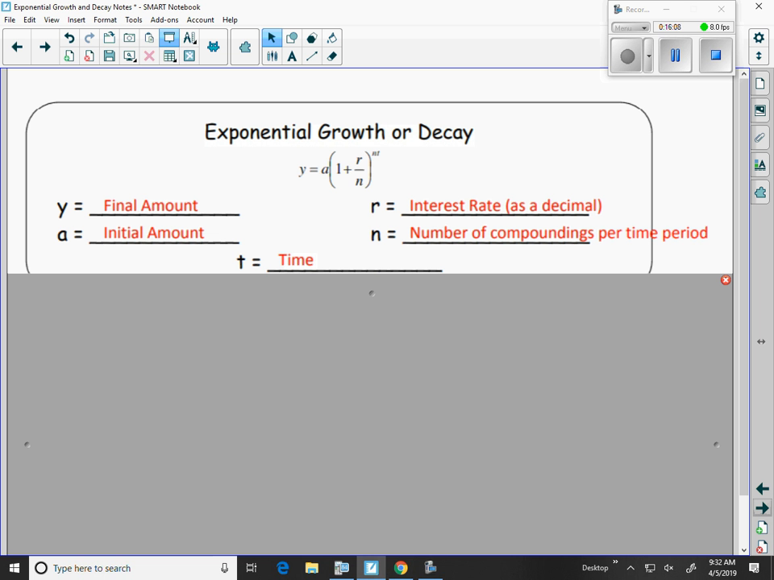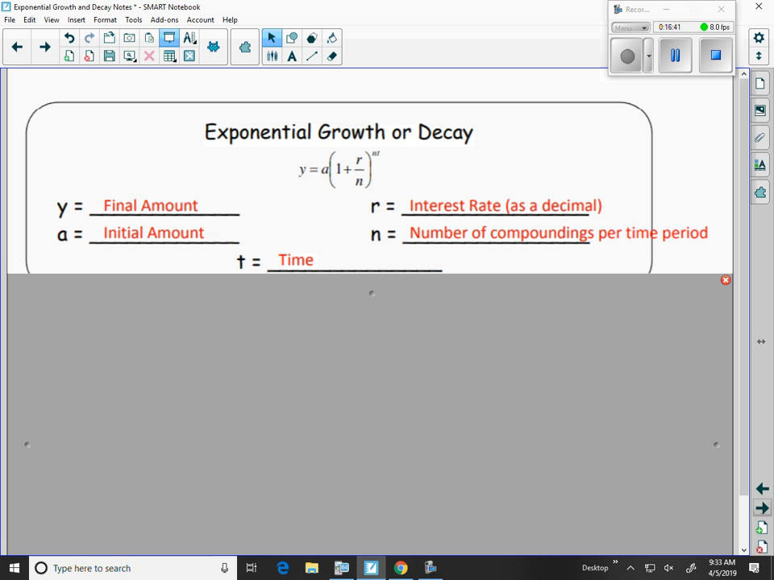But your Y is still your final amount. Your A is still your initial amount. R is still your interest rate. The only thing that we have now is this variable N. N is the number of compounds that you do. So for example, if we say compounded monthly, compounded weekly, compounded quarterly, that means they're going to compound the interest that many times in a year.